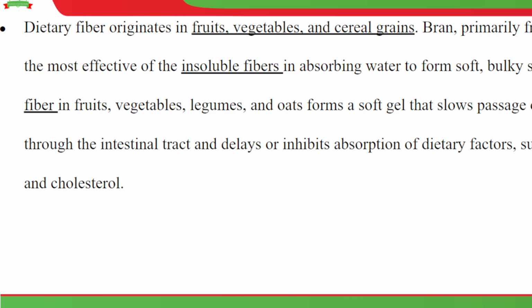This gives you an understanding of something. When someone is obese, you recommend dietary fiber. People have been saying, eat fruits and vegetables, eat fruits and vegetables. Why?